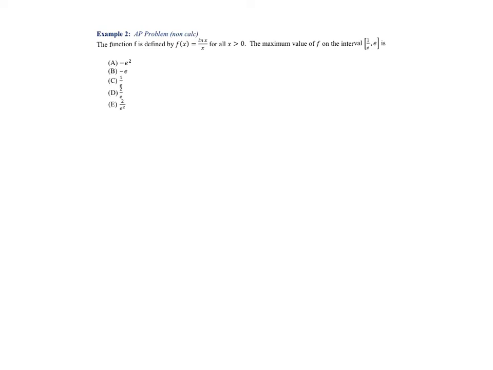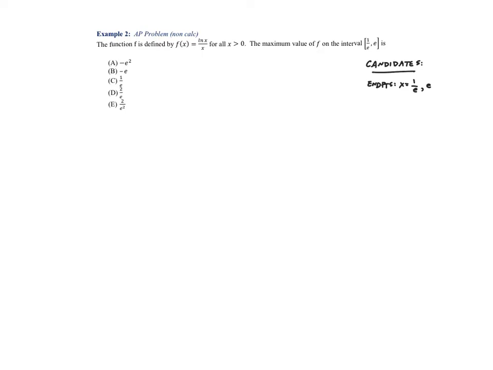Okay, let's try a second example. Non-calculator example. The function f is defined by natural log of x over x for all x greater than 0. Find the max value of f on the interval from 1 over e to e. So as I talk candidates, I've got two of my candidates available to me immediately. They are the endpoints, which are x equals 1 over e and x equals e.